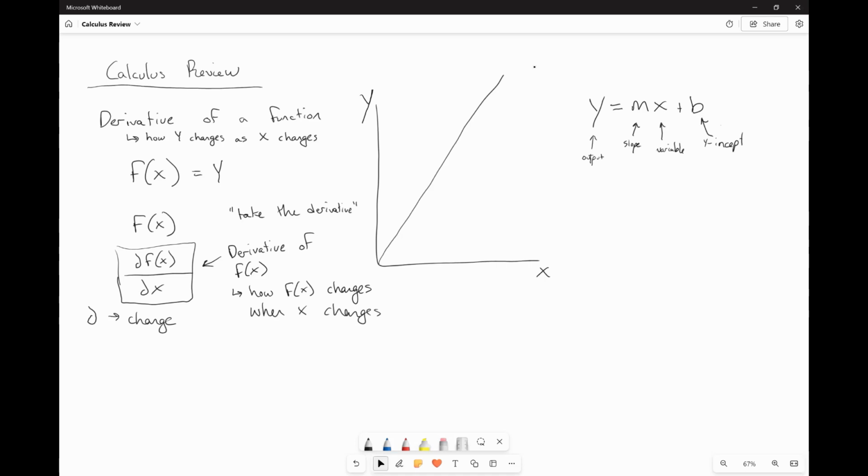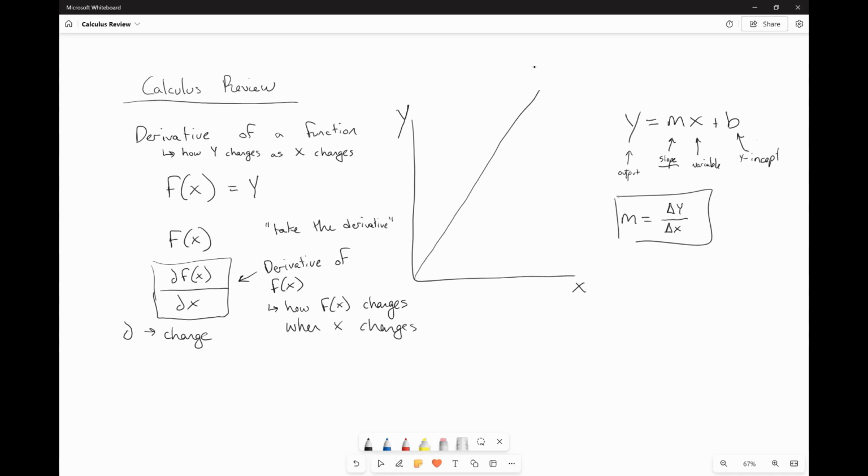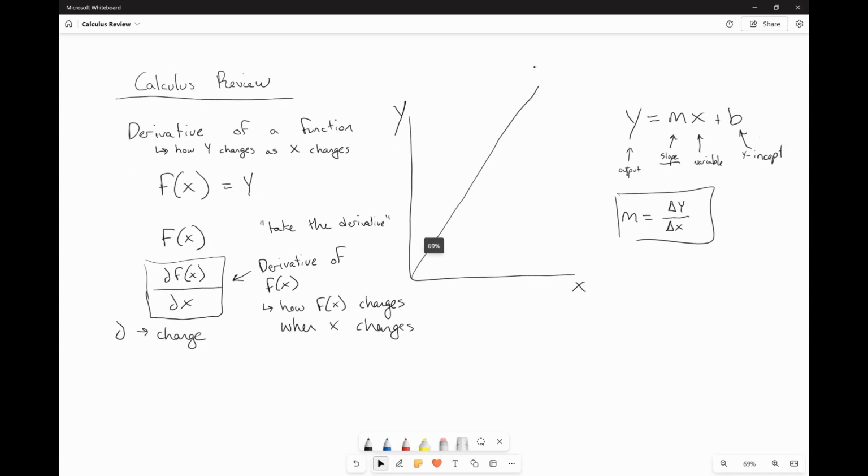Now, what we know about the slope of a line is that it's how y changes. So the slope is: how does y change when x changes? How much does y change when x changes, especially when x changes by 1 unit? That's the slope. So you can see there's a close relationship here between the idea of a slope and a derivative. That's the idea behind a derivative.